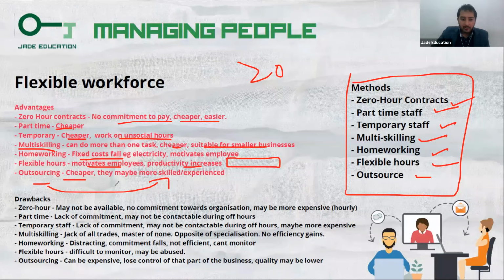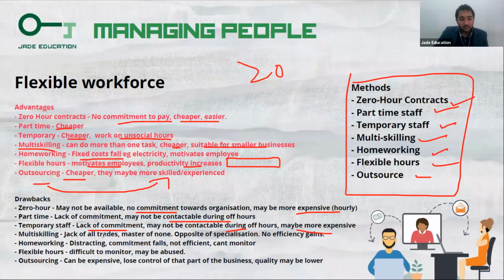So the drawbacks that will come in. Commitment: there's a fall in commitment when it comes to zero hours because they know they don't have a full-time job. Maybe a little more expensive if it's paid hourly. Part-time, also lack of commitment. You may not be able to contact them during off hours. Temporary staff: a lack of commitment, can't contact them, may be more expensive.